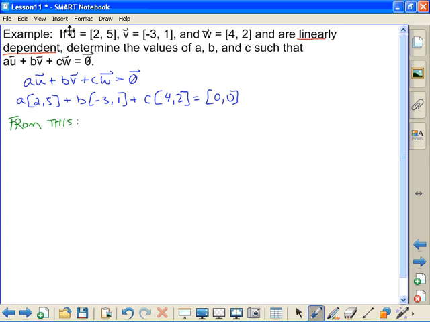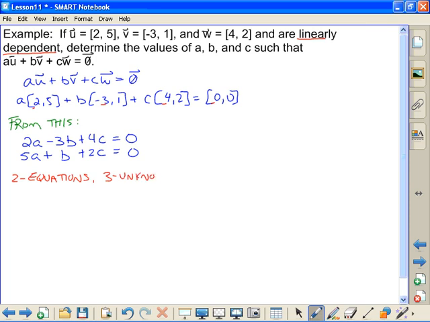So from this, we end up with 2a minus 3b. I'm looking at the x components here. So I know when I add my x components together, 2a minus 3b plus 4c, it's got to equal 0. Looking at the y components, 5a plus b plus 2c also equals 0. So hopefully we realize we have two equations, three unknowns.